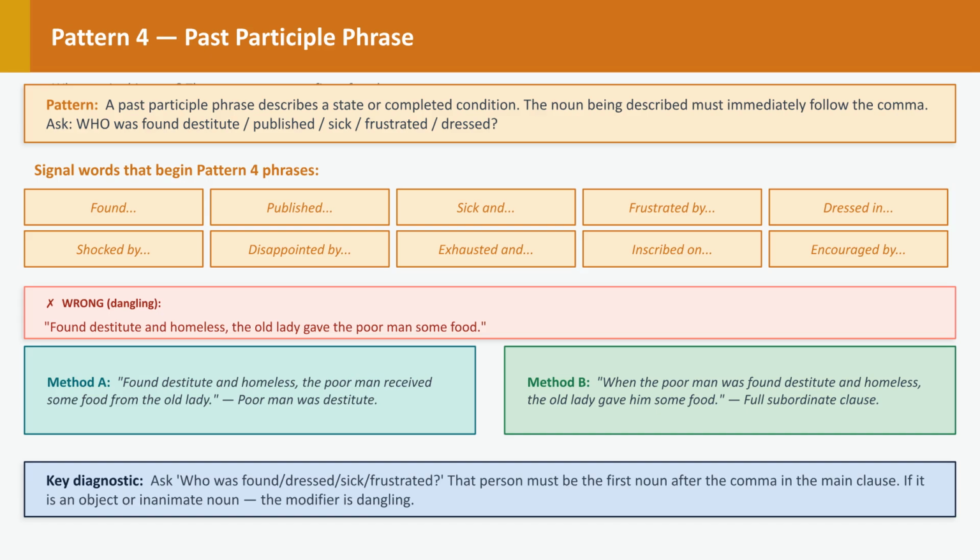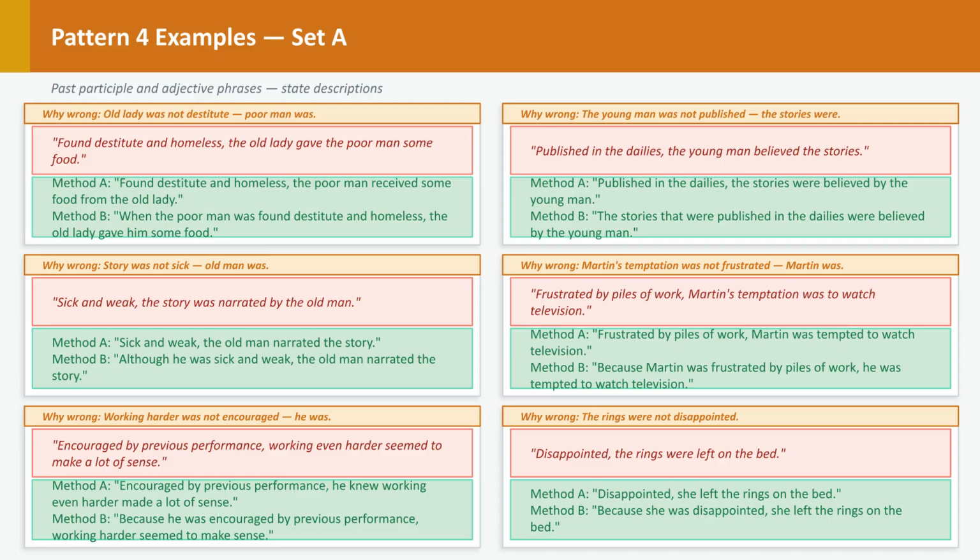For Pattern 4, the noun being described must immediately follow the comma. Ask, who was found destitute, published, sick, or frustrated? The answer must be the subject of the main clause. Review the examples of signal words for this pattern. Examine this set of Pattern 4 examples.